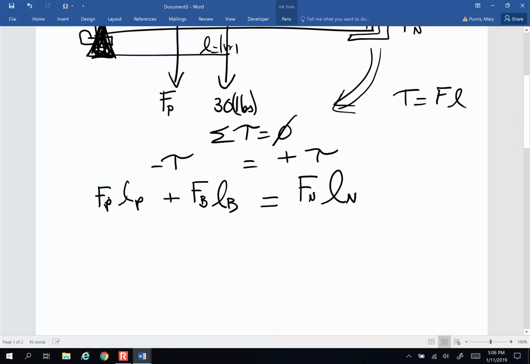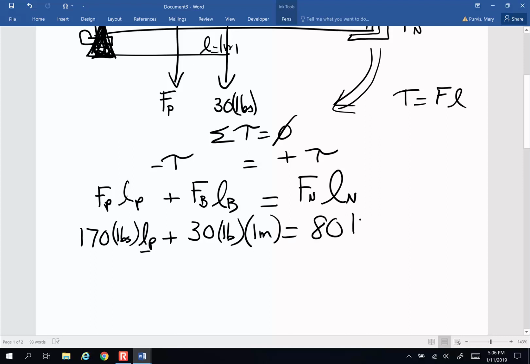The force of the person is going to be the weight of the person, and I was told in the problem that this fellow weighs 170 pounds. I don't know where his CG is. That's what I'm after. The board itself weighs 30 pounds, and actually in my lab I have a 30-pound board, so that's why I use 30 pounds. The lever arm of the board is 1 meter. The normal force on the other end is 80 pounds, and the lever arm to the far end is 2 meters. Well, this is going to be 160 pound-meters.